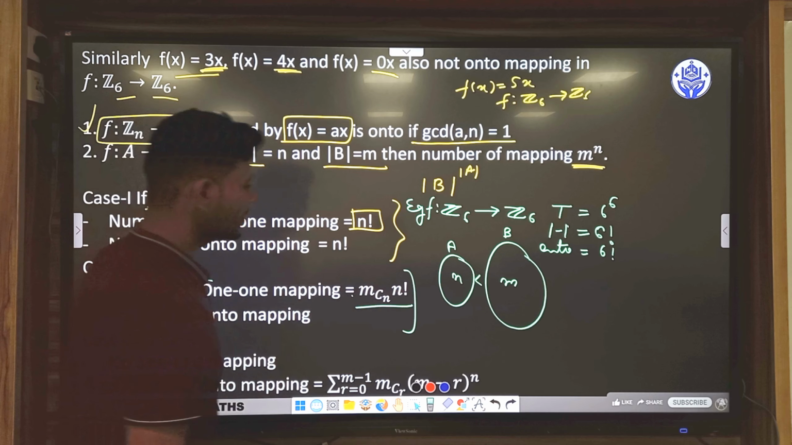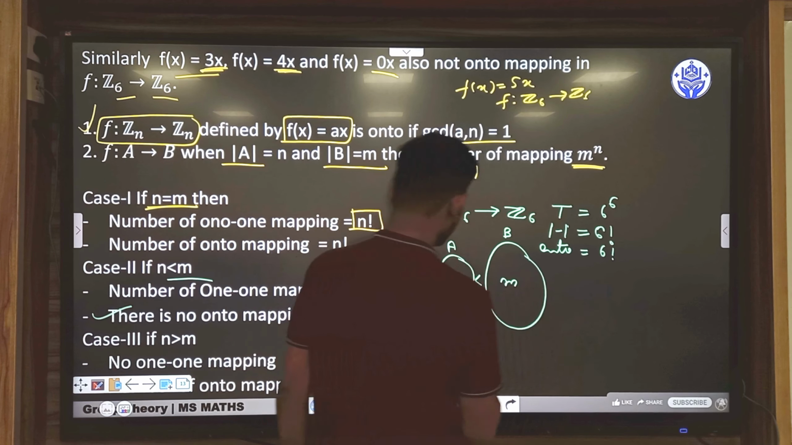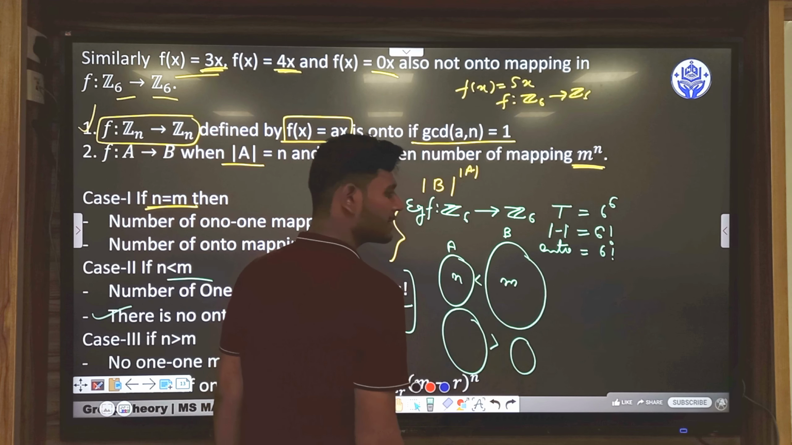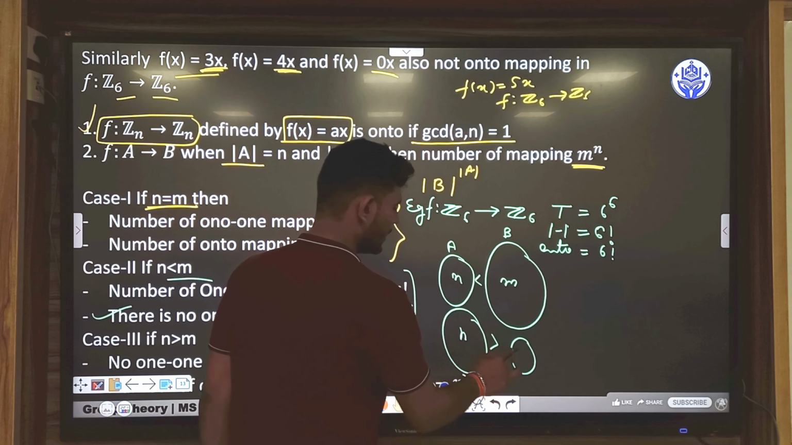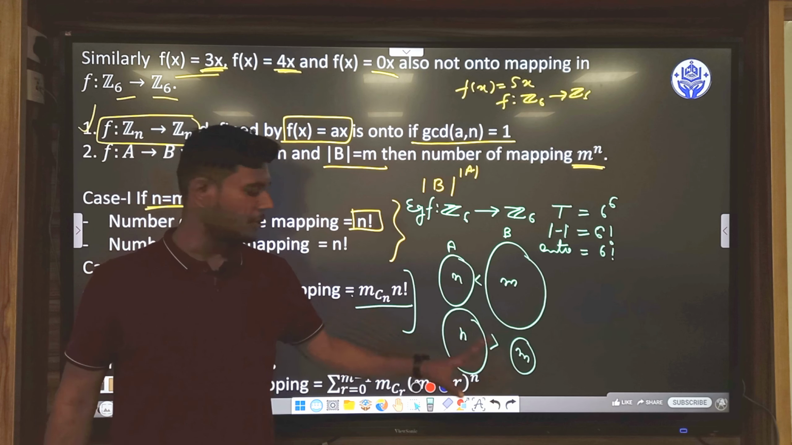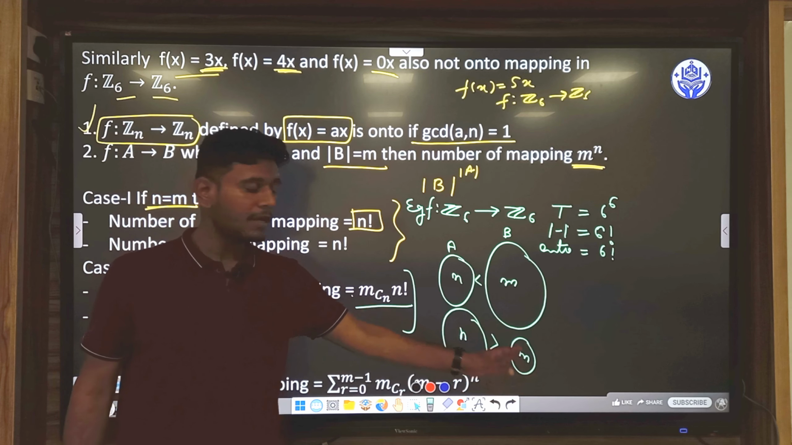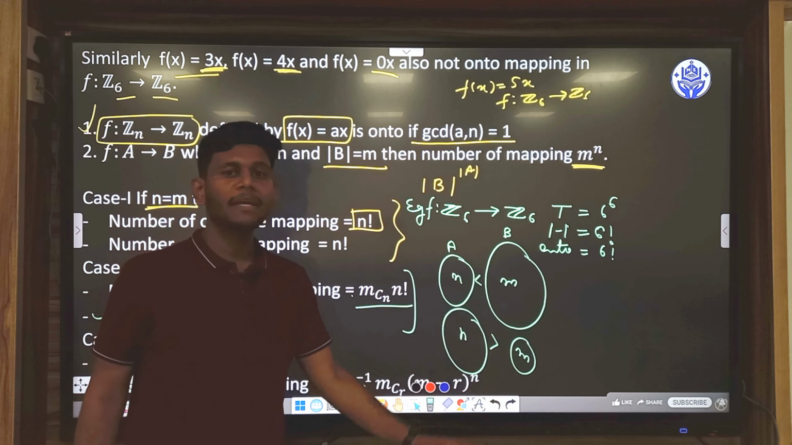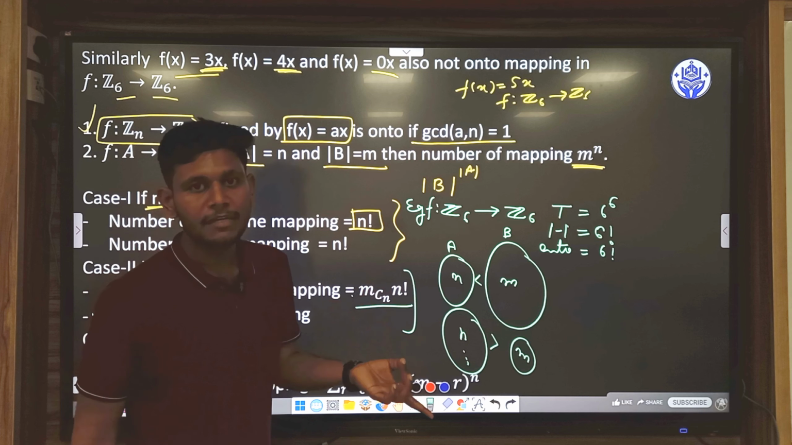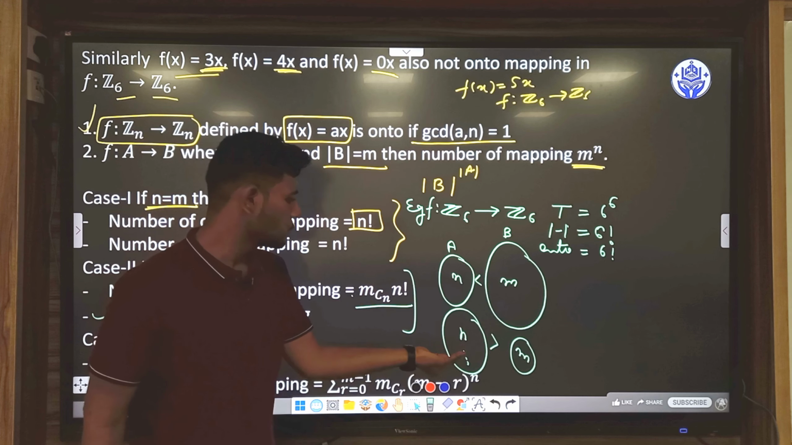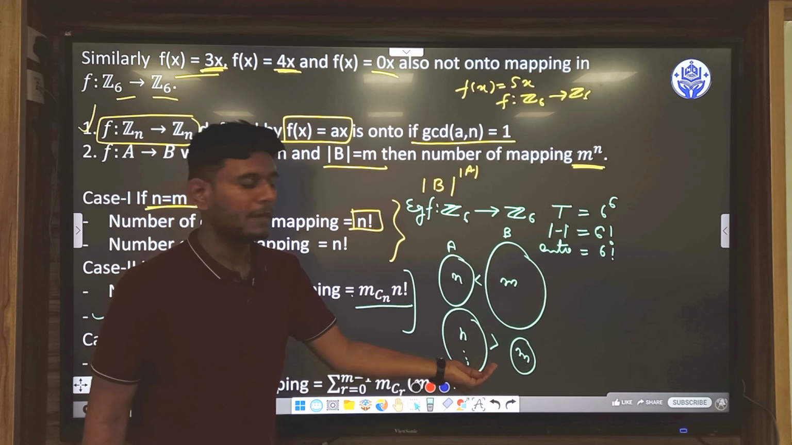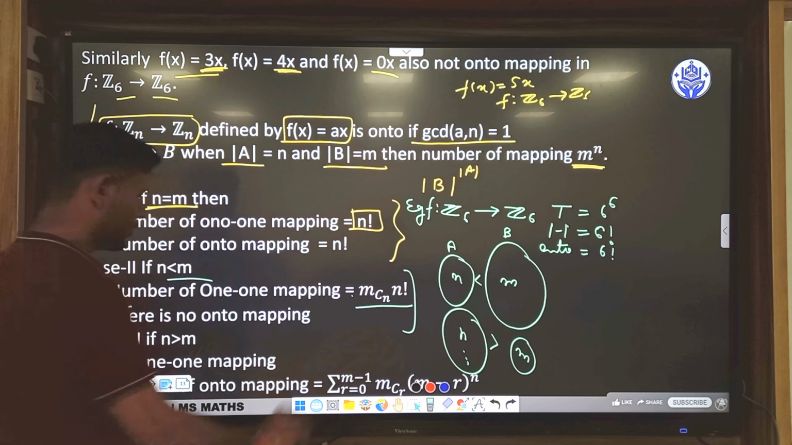Similarly, if the domain is greater than the codomain, where this is n and this is m, here onto can exist because it can cover the whole codomain, but 1-1 mapping can't exist, because elements from the domain will be left over. So each and every element can't make a mapping with the codomain. This is the example.